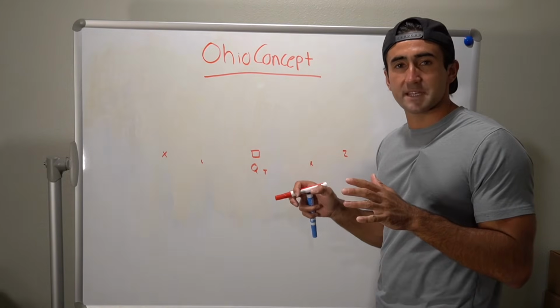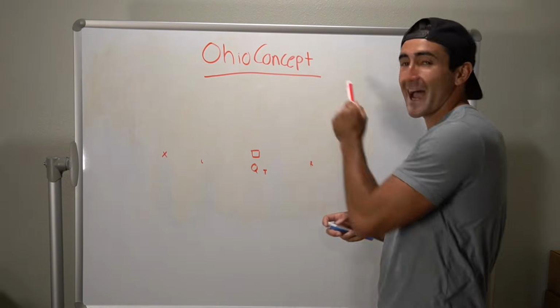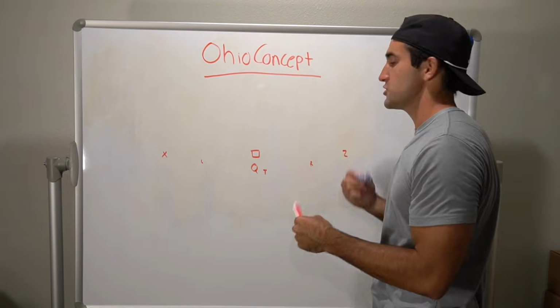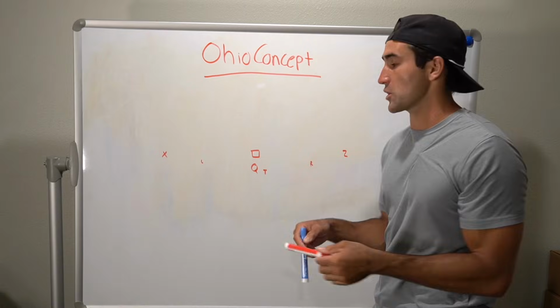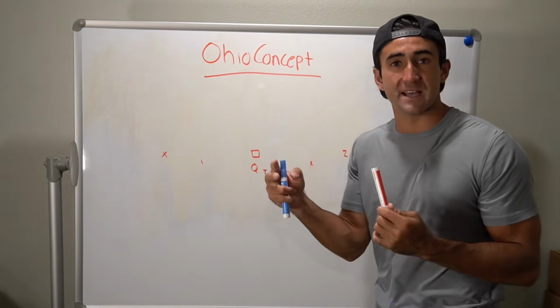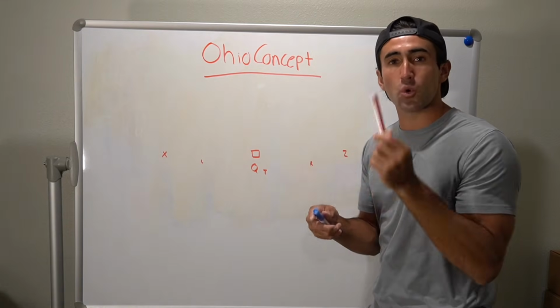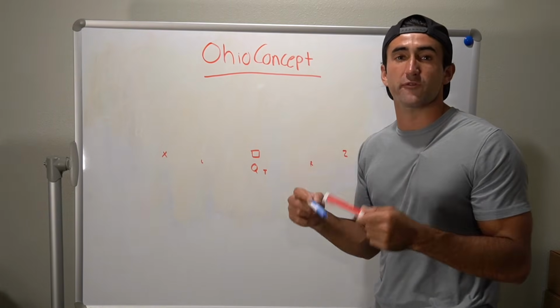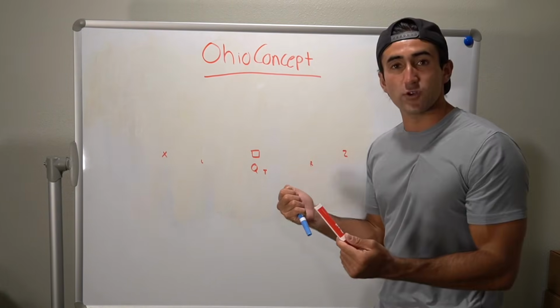Now, fellas, the first passing concept that we're going to go over is called an Ohio concept. You guys might have a different name for it in your playbook, but this is really something that's in every single offensive playbook. It's a quick game passing concept with a mandatory outside release fade, some people refer to that as an MOR, and then a 5-yard out from the slot.